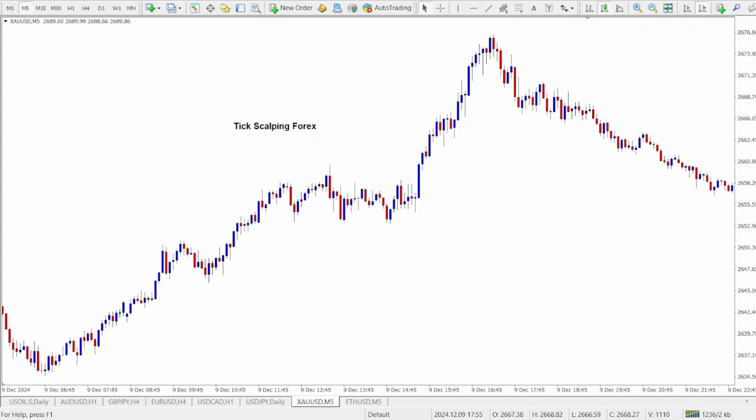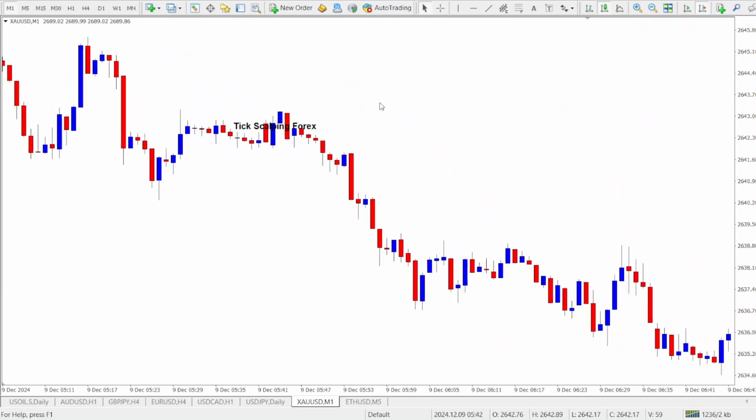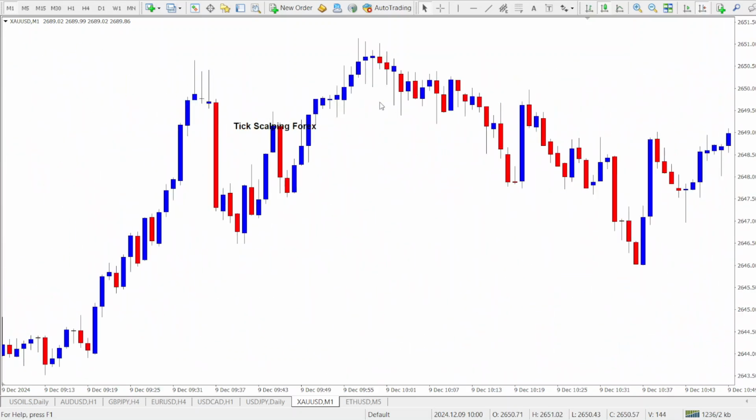Okay, now we're just going to be starting with the basics. What exactly is tick scalping in Forex? In simple terms, tick scalping is a trading approach where you capitalize on minute price changes. When I talk about minute price changes, I'm referring to price changes that occur every minute. In fact, it could even be less than a minute. We're talking about just a few pips here and there.